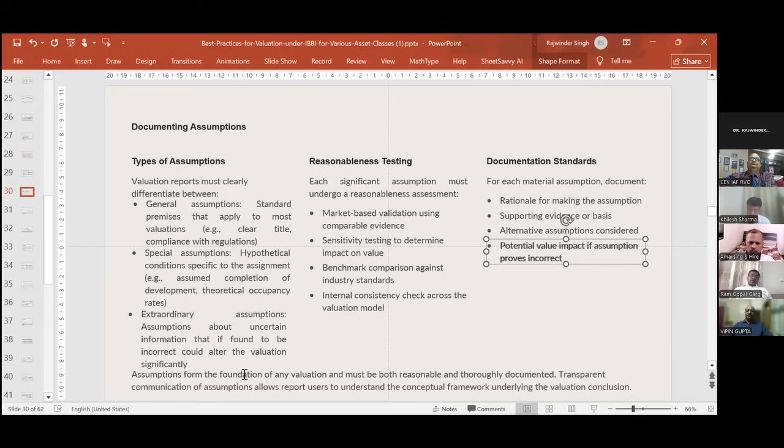So assumptions form the foundation of any valuation and must be rational, reasonable, and thoroughly documented. Transparent communication of assumptions allows report users to understand the conceptual framework underlying the valuation conclusion.